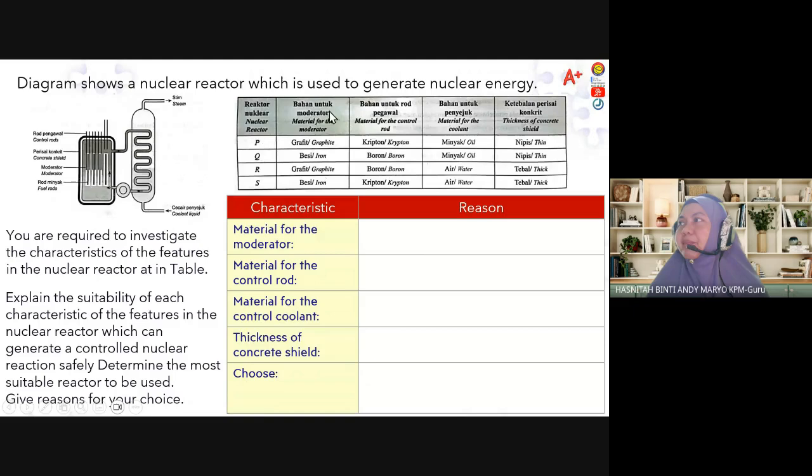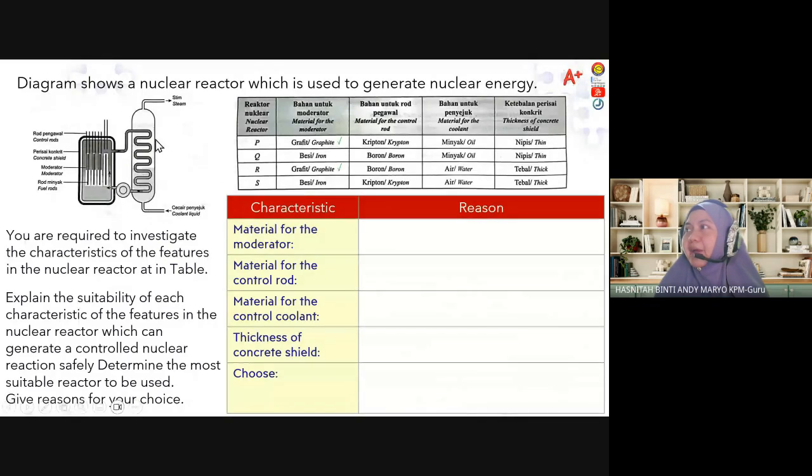First is the material for the moderator. Second, material for the control rod. Then material for the coolant and the thickness of concrete shield. So you can apply the tick to pick method. So you tick first. Which moderator is suitable, student? Graphite or iron? We use graphite or iron as the moderator, student. If you follow the lesson, it must be graphite. Okay, so we take graphite.